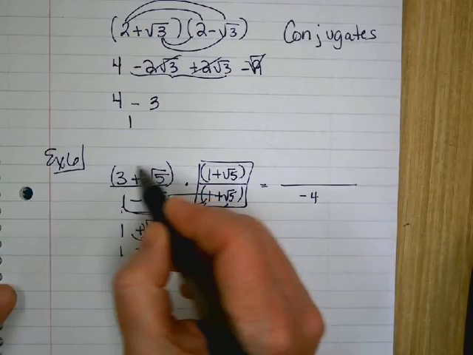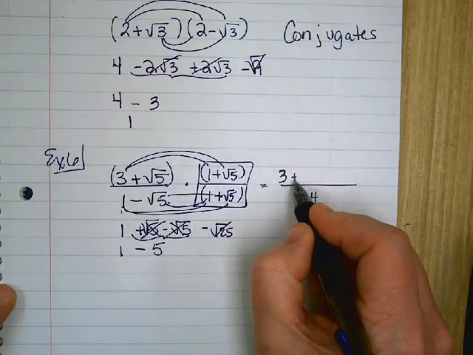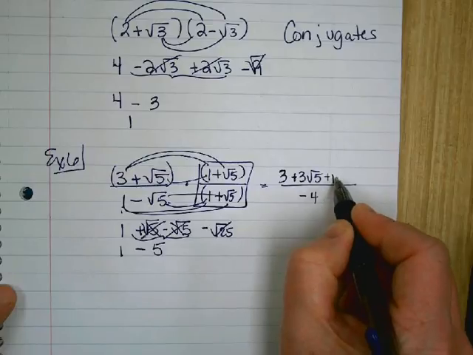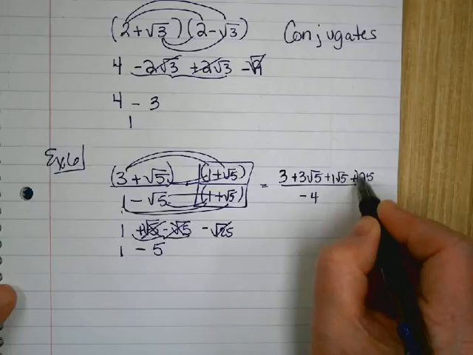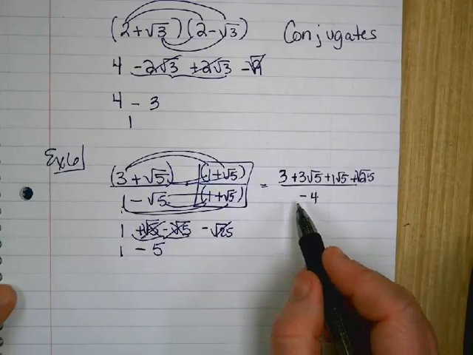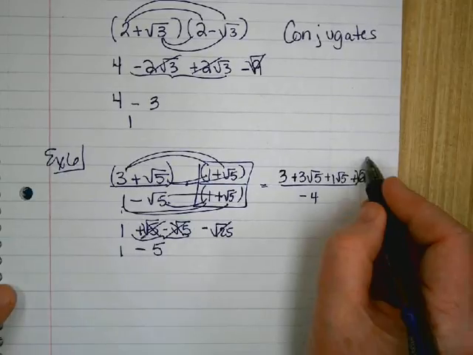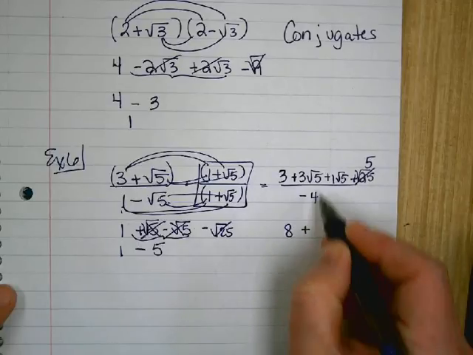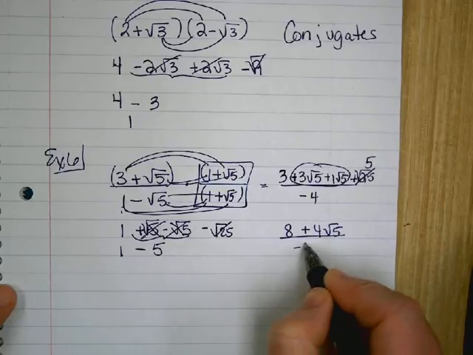3 times 1 is 3. 3 times the square root of 5 is 3 square roots of 5. Plus 1 square root of 5. Plus the square root of 25. So we're going to have 3. What's the answer to the square root of 25? 5. Can I go ahead and write 8 right down here? Are y'all okay with that? And then these are going to combine and give me 4. And then my answer is here.